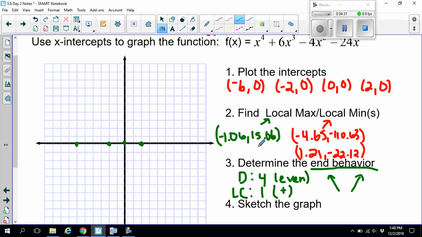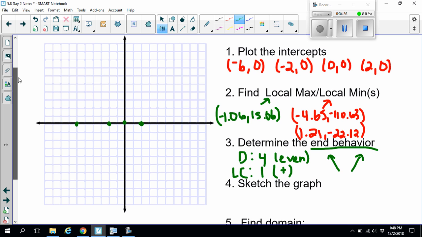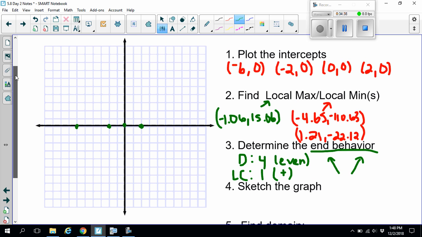And then our next thing we're going to plot are our local max and mins. As I said before, they are going to go a little bit off the graph, which is fine. So we have negative 1.06, 15.06 as a max. I'm going to change colors for these. Let me redraw this. There we go. Okay. So negative 1.06 and then up 15. We're just going to assume that's where the point is.